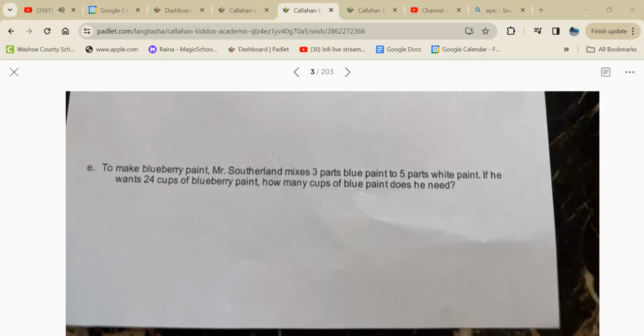All right. To make blueberry paint, Mr. South Ireland needs 3 parts blue, so blue, to 5 parts white. Right? If he wants 24 cups of blueberry paint, how many cups of blueberry paint does he need? Okay.